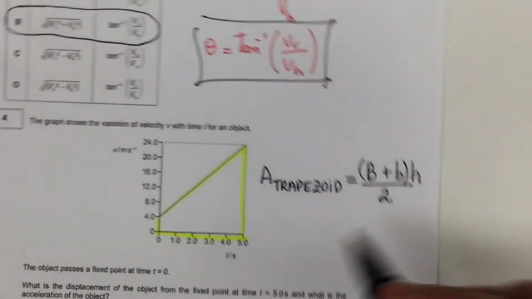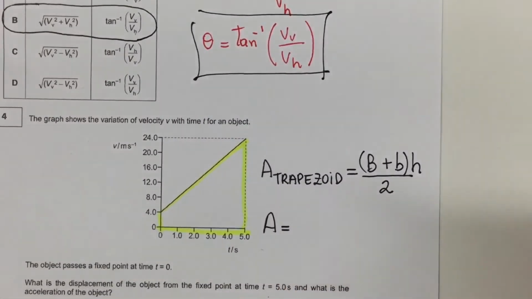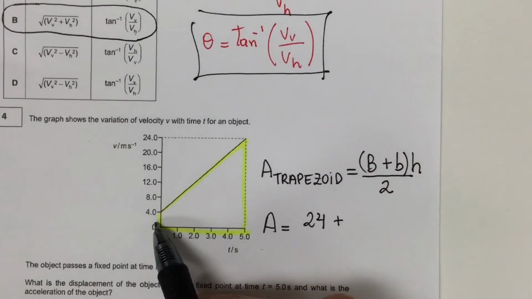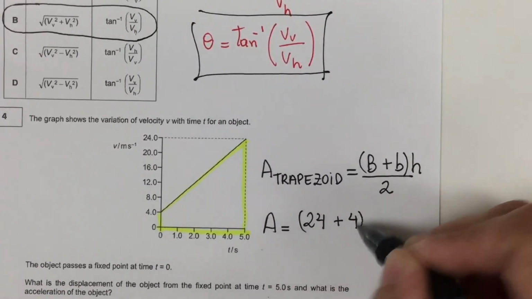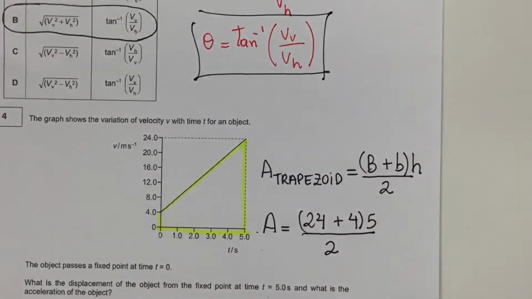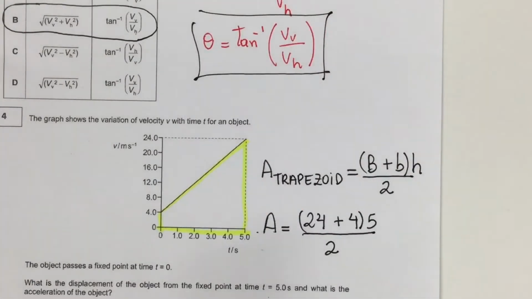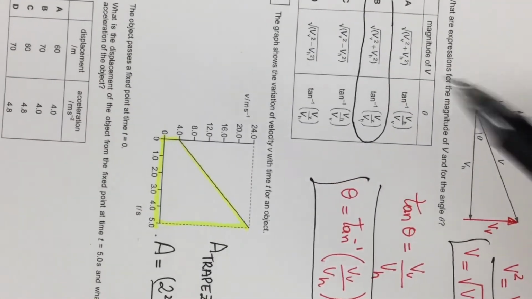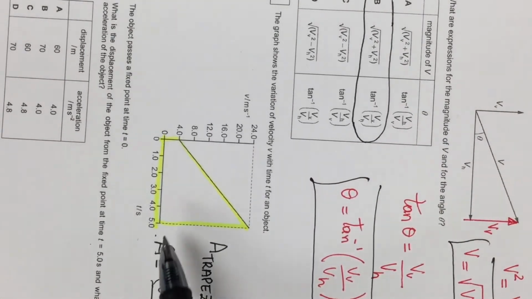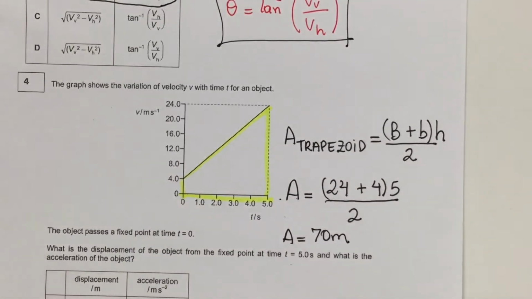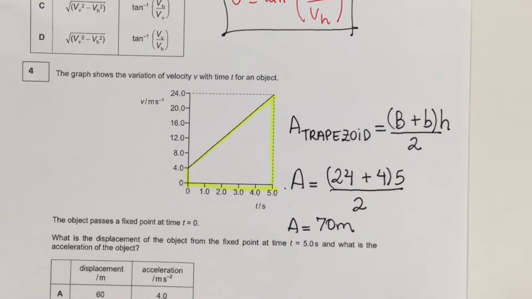So this area corresponds to the displacement. The big base here is 24. The smaller base here is 4. The height is 5, divided by 2. If you have a hard time finding these values, you just need to flip and place the trapezoid in front of you so you can see better: the longer base, the smaller base, and the height. So the result of this is 70 meters. Great. So now we know the value of the displacement.